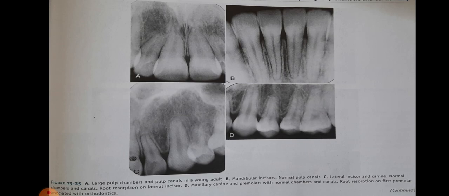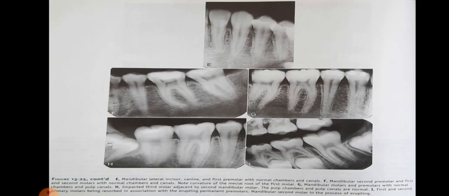In figure 13.25, picture A is showing the large pulp chambers and pulp canals in a young adult. The picture is showing the mandibular incisors with normal pulp canals. Picture is showing the lateral incisor and canine with the normal pulp chambers and canals. Root resorption is evident on the lateral incisor. In picture B, the maxillary canine and premolars are shown with normal pulp chambers and pulp canals. You can see the root resorption on the first premolar, which is associated with orthodontics.